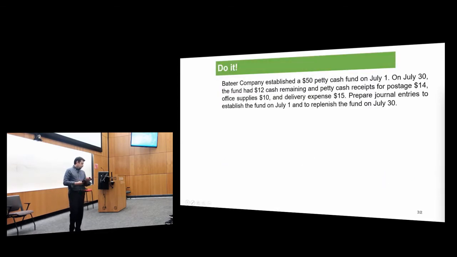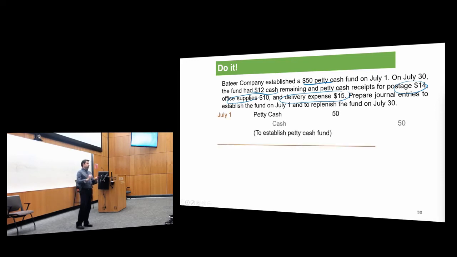So for example, the company established a $50 cash fund. On July 30th, the fund had $12 cash remaining and petty cash receipts for 14, 10, and 15. We need to prepare the journal entry first that would record the establishment of the petty cash fund. How do you record petty cash fund? You always debit petty cash, credit cash, for $50. In this case, they are asking us to do that for $50.